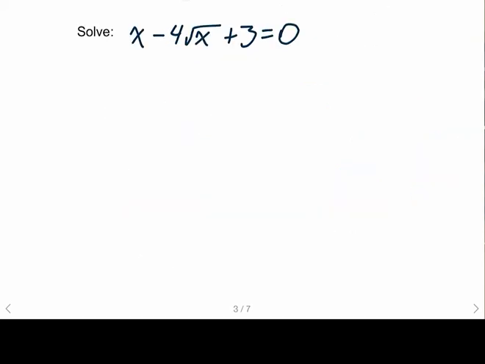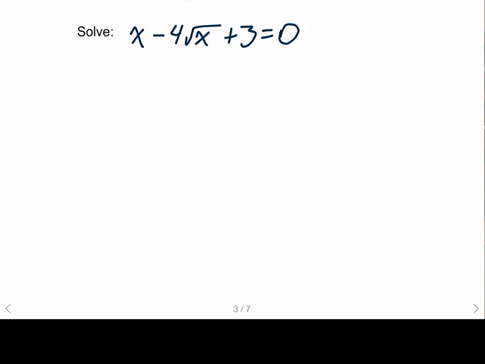Next, we're going to solve x − 4√x + 3 = 0. We might be thinking a couple of things. One, there's a radical in this, so I can isolate it and square both sides. Number 2, why is this in this session?